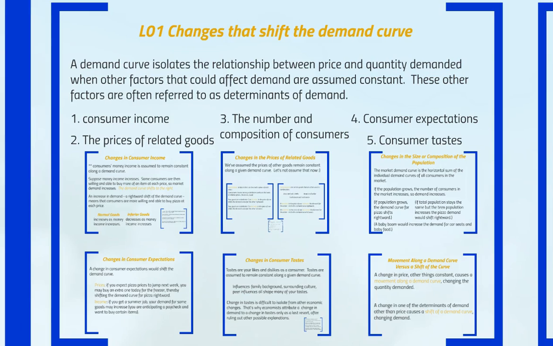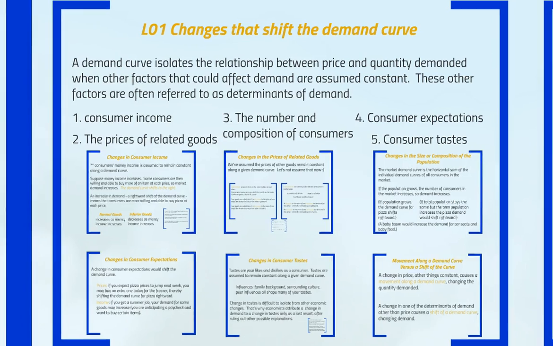These other factors are often referred to as determinants of demand. So first of all, we've got 5 different ideas on top. Consumer income, the prices of related goods, the number and composition of consumers, consumer expectations, and consumer tastes. So those are the 5 things we're going to study today, and then finish up with movement along a demand curve versus a shift of the curve. So really we have 6 things to learn today.